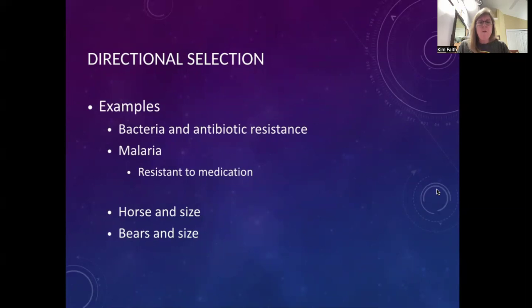Horses and size. Horses were small, and over time, directional selection made them bigger, bigger, bigger. Same with bears. Bears are also moving towards a bigger size. Okay.